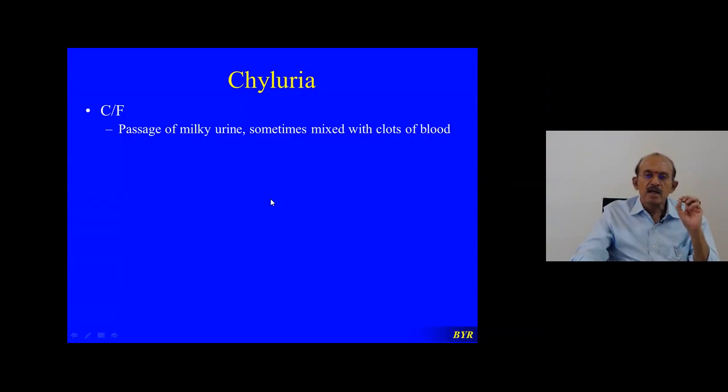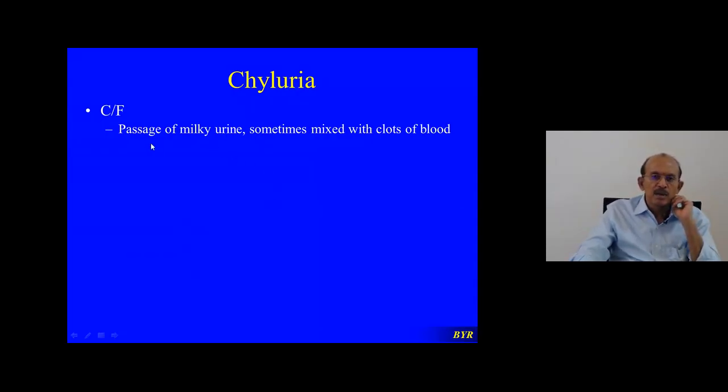So chyluria occurs because of reflux of chylous lymph from the thoracic duct into the lymphatics of the kidney, where the lymphatics get dilated, they burst into the mucosa of the pelvis or renal pelvis and discharge chyle into the renal pelvis.